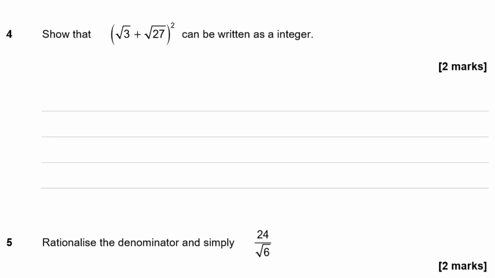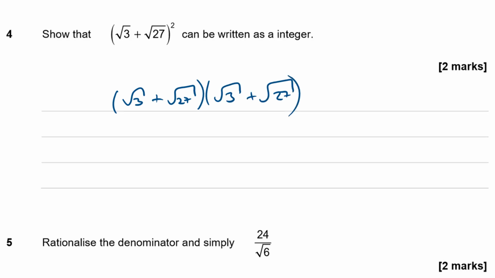Question 4. Show that root 3 plus root 27 all squared can be written as an integer. Well, when you square a bracket like that, it's the same thing as multiplying it by itself. So root 3 plus root 27 times root 3 plus root 27. So either I can do claw method or FOIL method or smiley face method, or I can just know what the identity is and expand it that way.